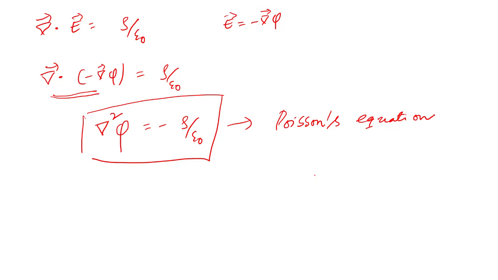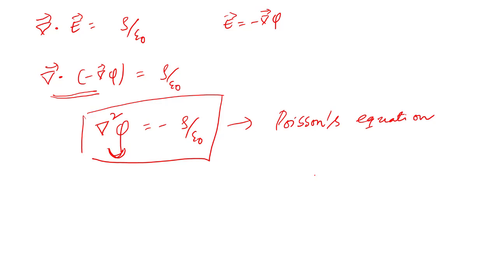So if we can develop general ways to solve this Poisson's equation, then we can solve for phi, and we can get the electric field, and then we can get the force, and so on. So a general way to approach these electrostatic problems is through Poisson's equation.